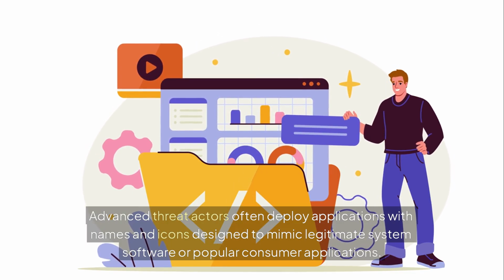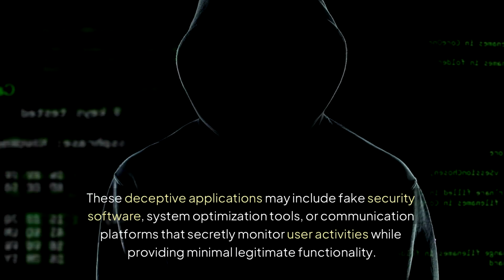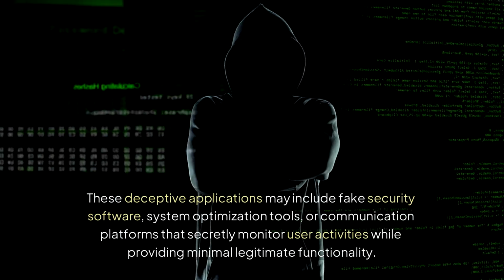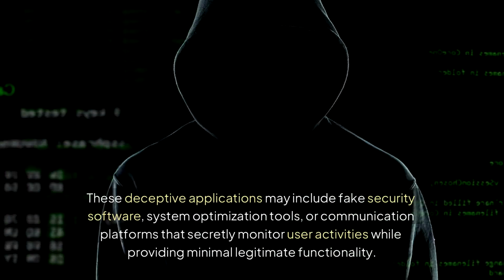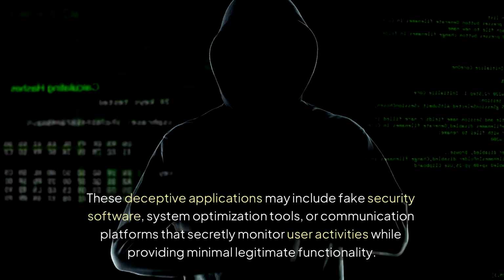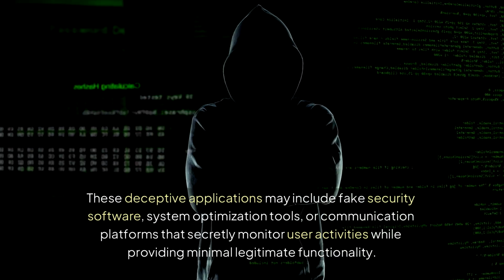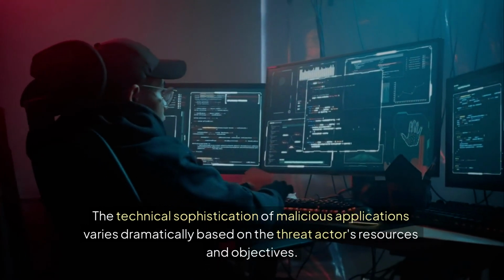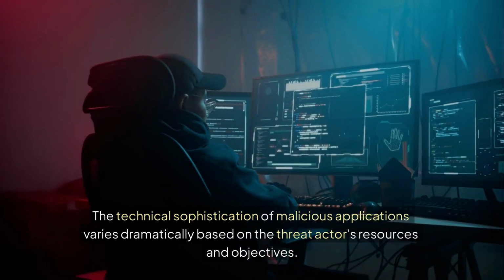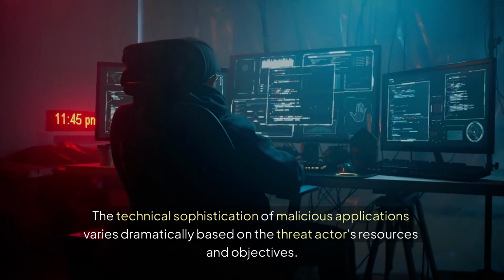These deceptive applications may include fake security software, system optimization tools, or communication platforms that secretly monitor user activities while providing minimal legitimate functionality. The technical sophistication of malicious applications varies dramatically based on the threat actor's resources and objectives.